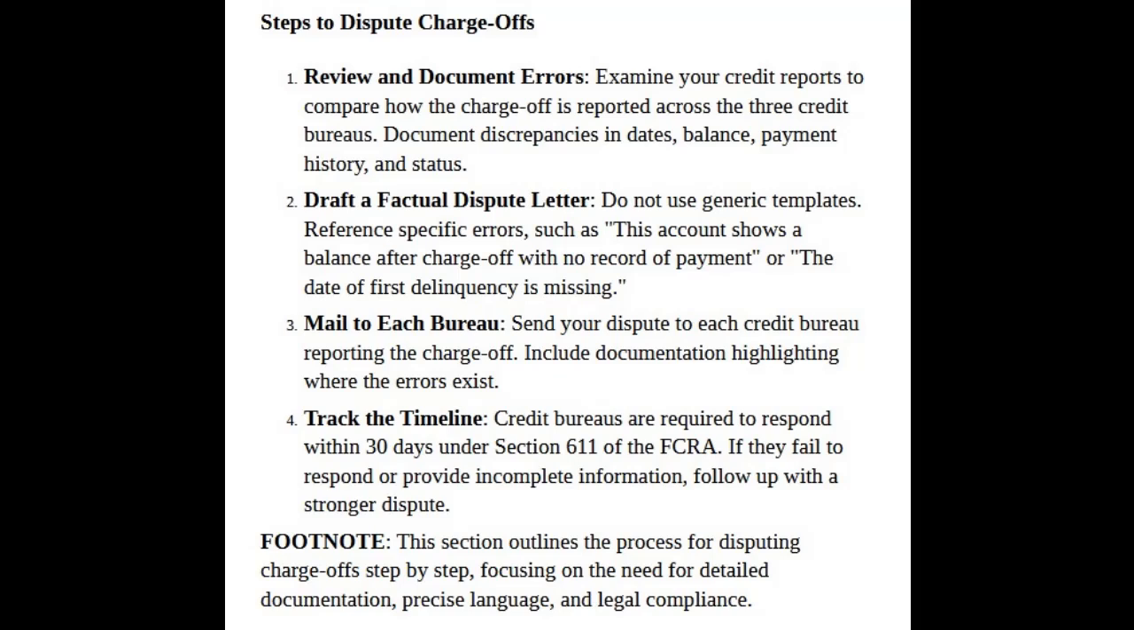3. Mail to each bureau. Send your dispute to each credit bureau reporting the charge-off. Include documentation highlighting where the errors exist. 4. Track the timeline. Credit bureaus are required to respond within 30 days under Section 611 of the FCRA. If they fail to respond or provide incomplete information, follow up with a stronger dispute.